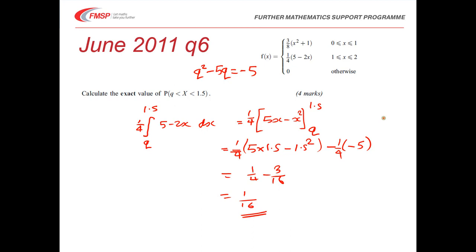So M1 for setting out the integration, A1 for getting the correct values, B1 for working this through, and then an A1 for working out the final one. Now this is slightly different than the mark scheme, but I think this is slightly more efficient.